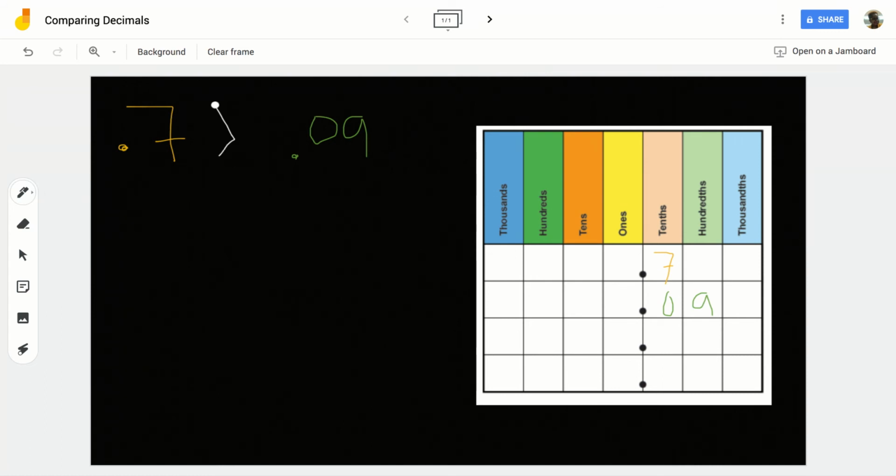So 0.7 is greater than 0.09. And remember that our sign always eats the bigger number. Let me make that a little bit better. That looks a little funky and wonky. Yep, our sign always eats the bigger number.